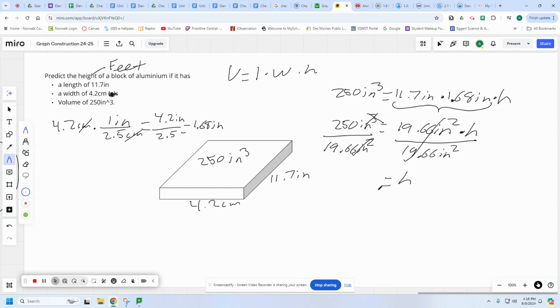So if you take 250 cubic inches and you divide it by the 19.66 square inches, you should get something close to 12.72 inches of height. So be aware that some problems you're going to do in class are going to require you to convert units in order to use another equation or another relationship like a volume equation.